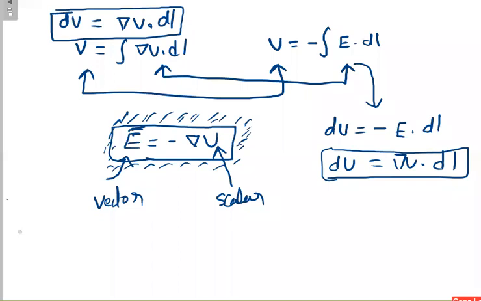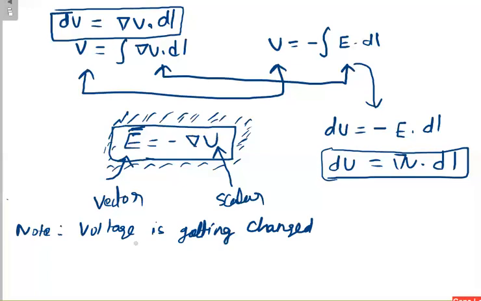Please make note of this equation. What is this equation actually telling? Voltage is getting changed due to space variation. In the morning itself, we have seen that when you go around to different places, definitely the voltage will change. The closer you are to the stationary charge, the more voltage you will get. Once you go to some different place, there will definitely be a change in voltage.